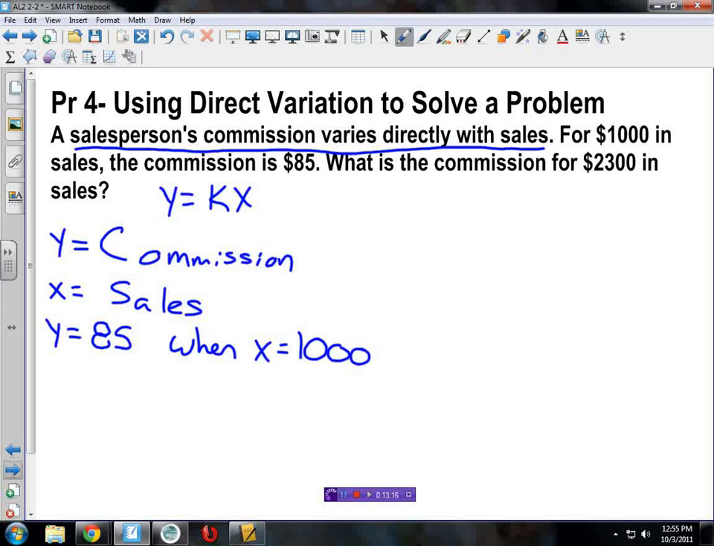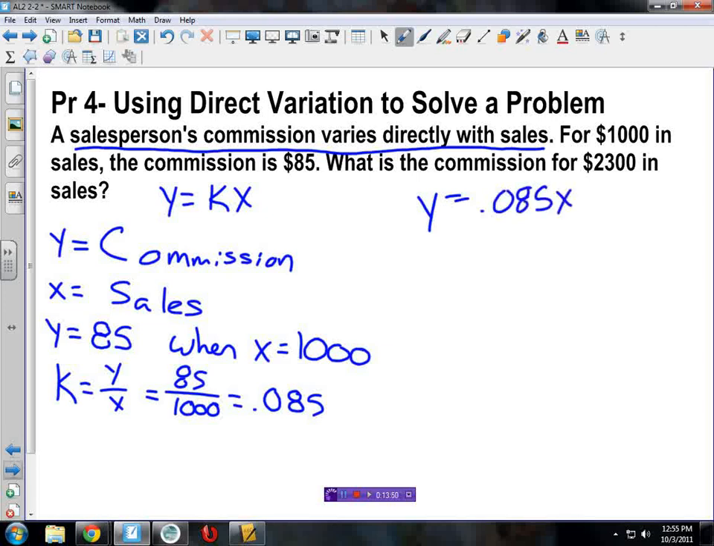Could I use those two to find my k value? Yes. All right, so k is equal to what variable goes on top? Y over x. My y is 85, my x is 1,000. This is going to give me 0.085. Can I come up with an equation now? Yes. So I can have y equals 0.085x.